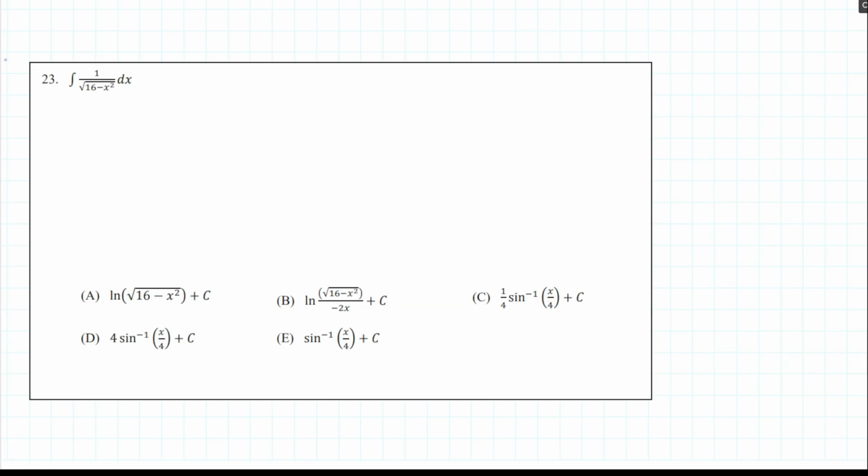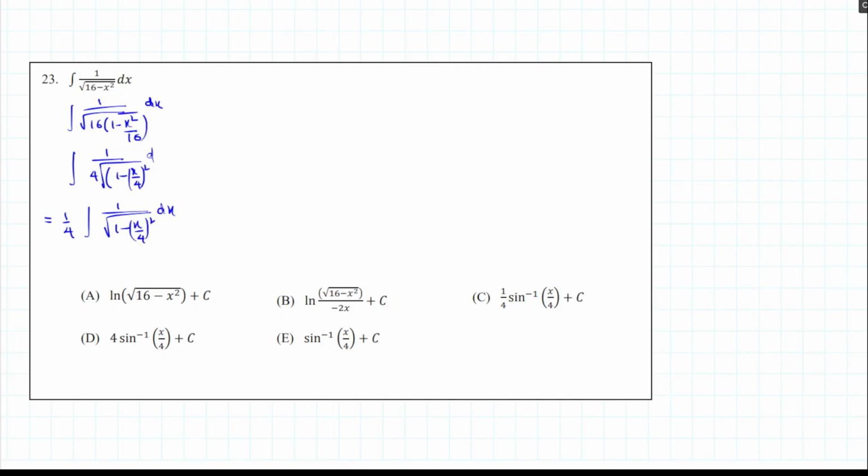Now let's see the one last problem. Here we can rewrite this integral as, let's factor out the 16, which is 1 minus x square over 16, and dx. And you can see this can be written as 1/4 integral square root of 1 minus x over 4 whole square, dx.